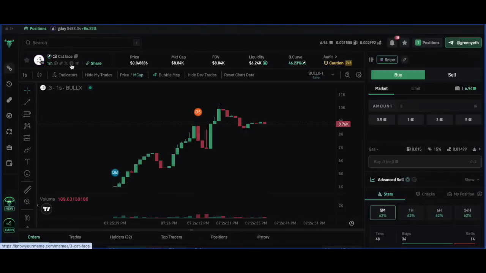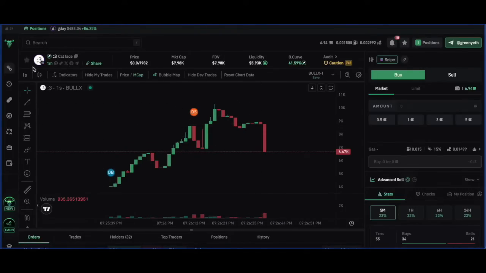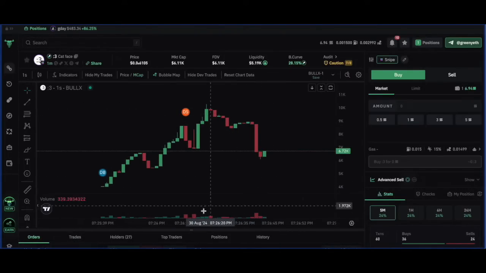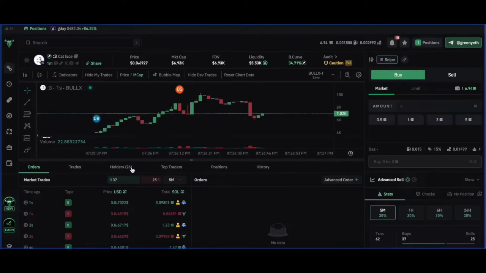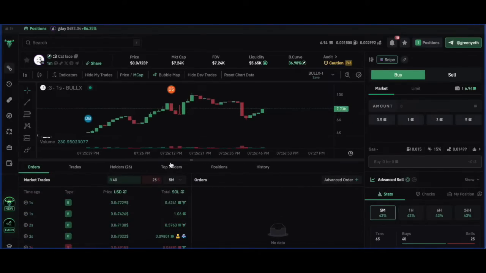Now, again, we just looked at X, that took me to the Know Your Meme. And what we're seeing is that the jitters are coming out. So you want to keep an eye on holders. So it's at 26 now.